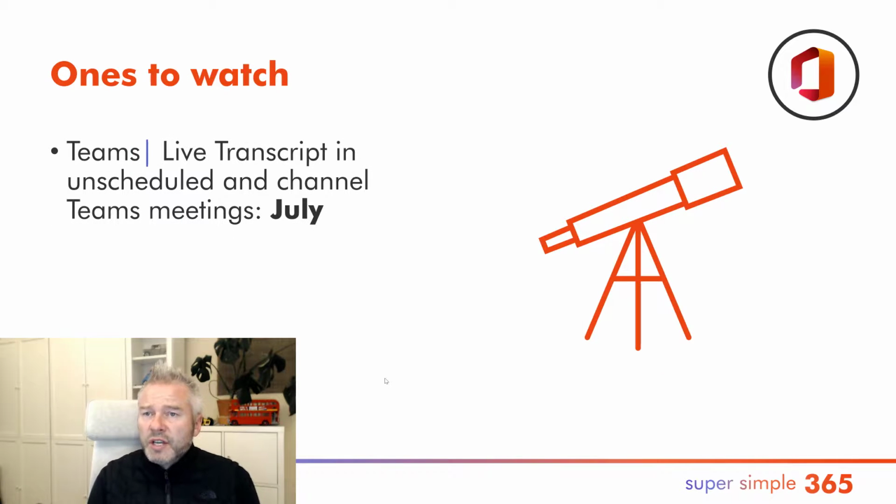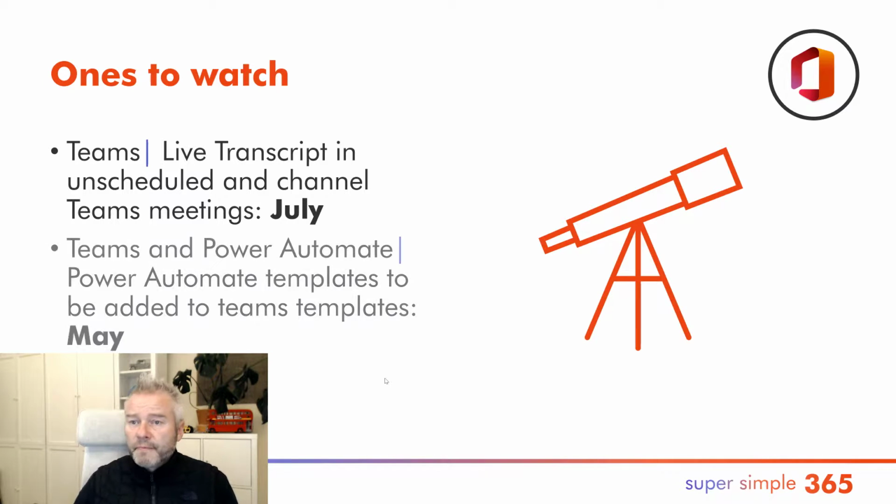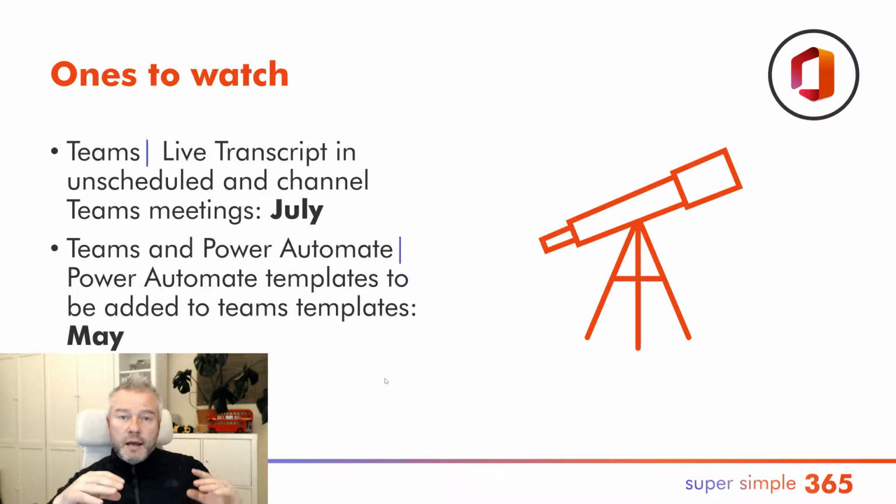And we've got one to watch, Teams transcripts. Now, of course, you can get transcripts in Teams meetings, but they're being added to unscheduled, so the ad hoc type meetings, and to channel meetings from July. Another one to look out for is Teams and Power Automate. This is Power Automate templates being added to your Teams templates. That's going to happen anytime now. It only dropped onto the roadmap this week, so I don't have any more details. Maybe I'll cover that in more detail next week for you.